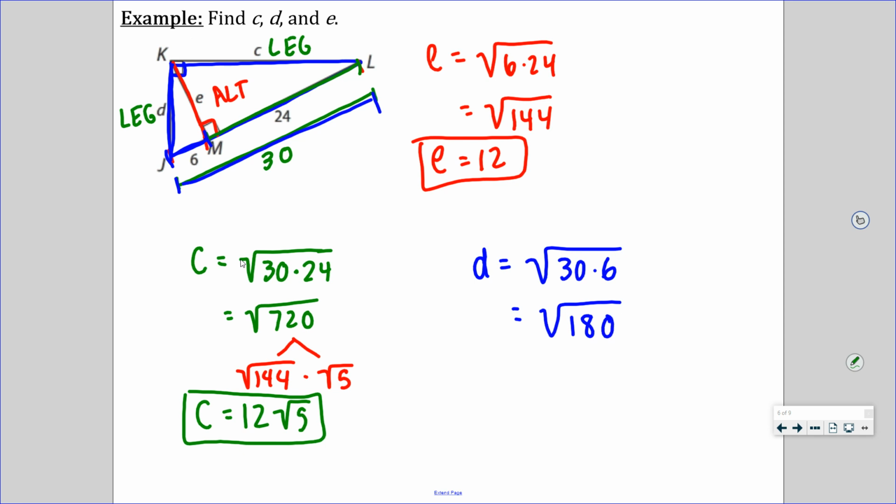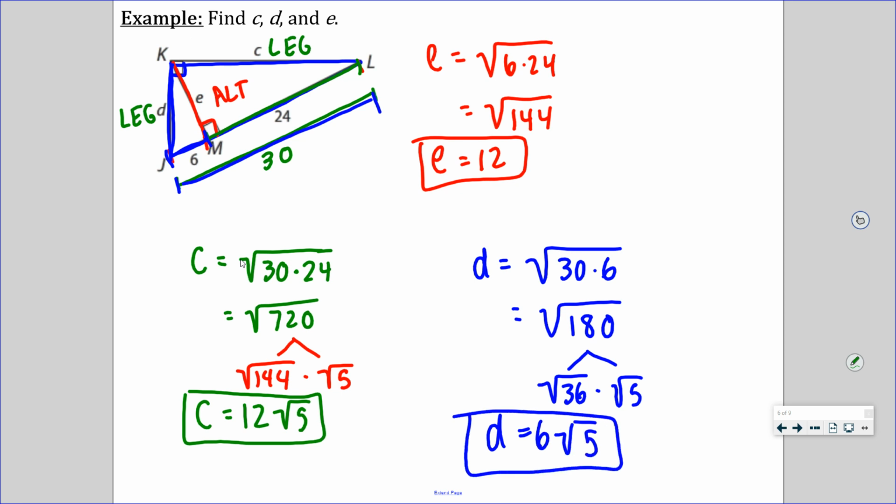You might be thinking 9 times 20, but 20 has another perfect square factor, so that means there's a bigger perfect square. It's 36 and 5. So 6 root 5. Great, so much practice with radicals. Isn't that awesome?